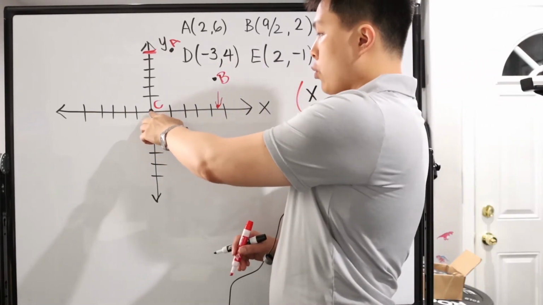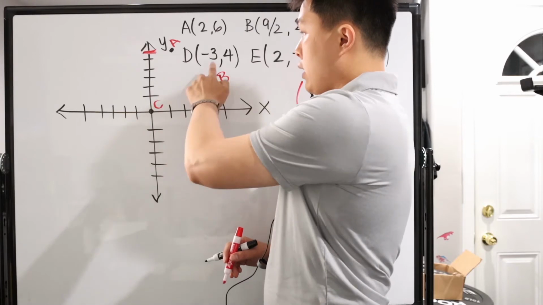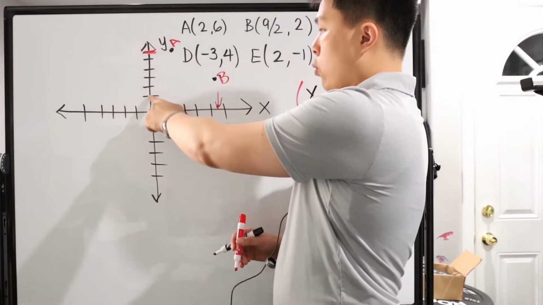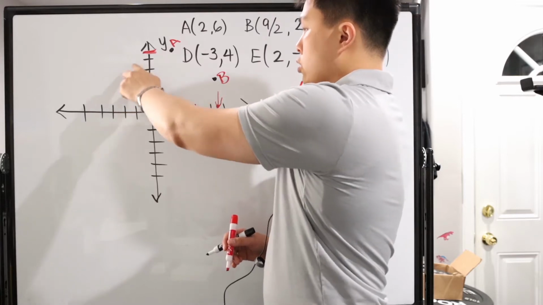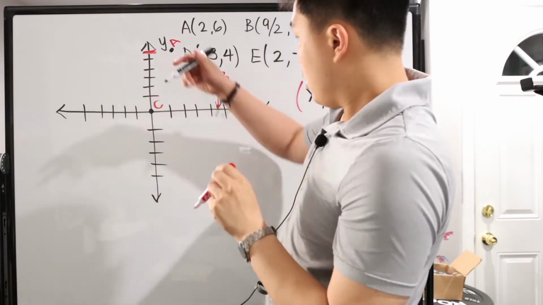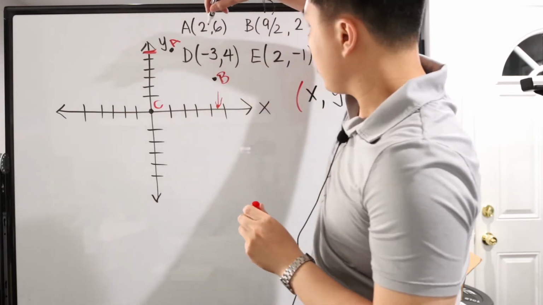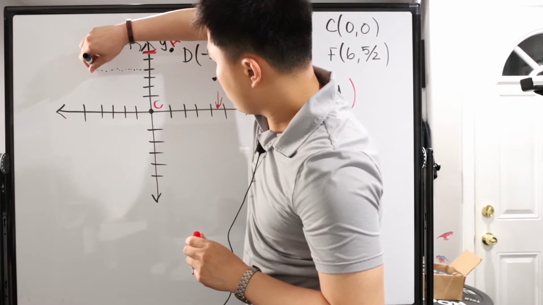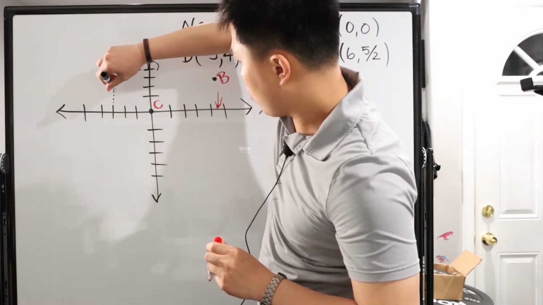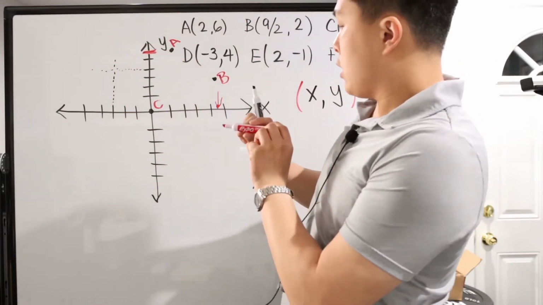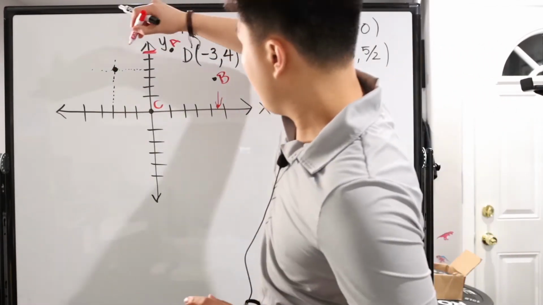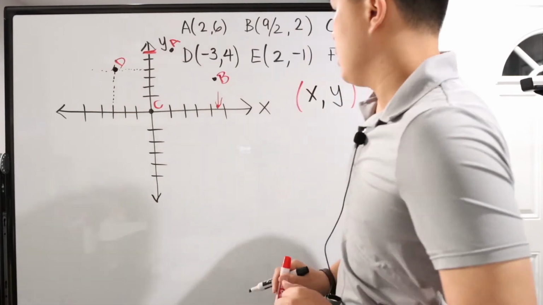So starting from the origin, 1, 2, 3. That's negative 3. So we're right here at this point. Our Y, we want 4. 1, 2, 3, 4. So we're just going from right here to here. So hopefully you guys can sort of see, and it sort of makes sense from now on. So 4, wherever it goes, and then negative 3, wherever it goes. Where it crosses, that is our point, and that is where point D is in this case.